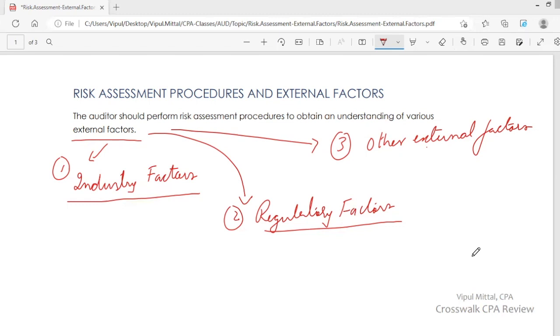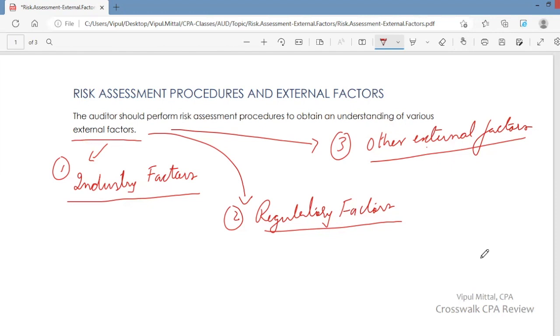There are other external factors also that you consider. Here I am talking about general external factors. What are general economic conditions? What is interest rate? What is inflation? Impact of currency devaluation or impact of currency revaluation? Availability of finance. So you as an auditor consider all these external factors when assessing the risk of material misstatement.